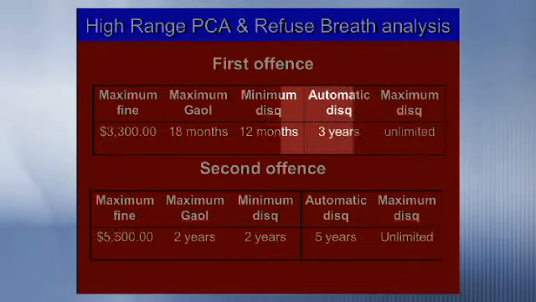The automatic period of disqualification is the period of disqualification that you can expect to receive unless there is good reason to reduce it. Before I go any further, I need to tell you about the guideline judgment. The Court of Criminal Appeal set out a list of guidelines for the lower courts to follow when they sentence an offender charged with high-range PCA.